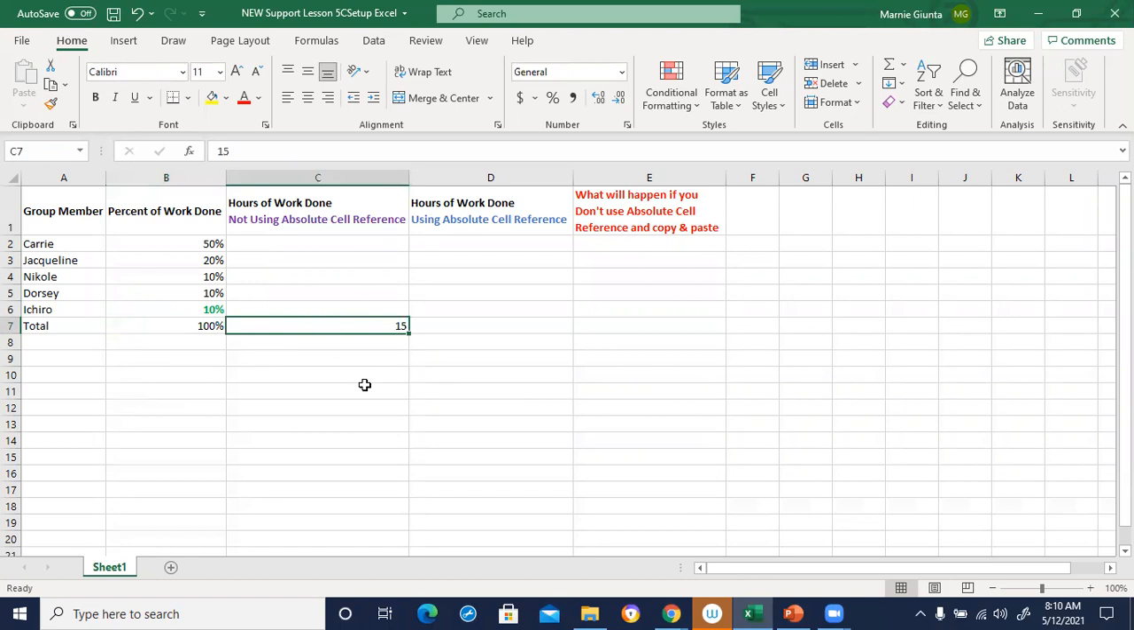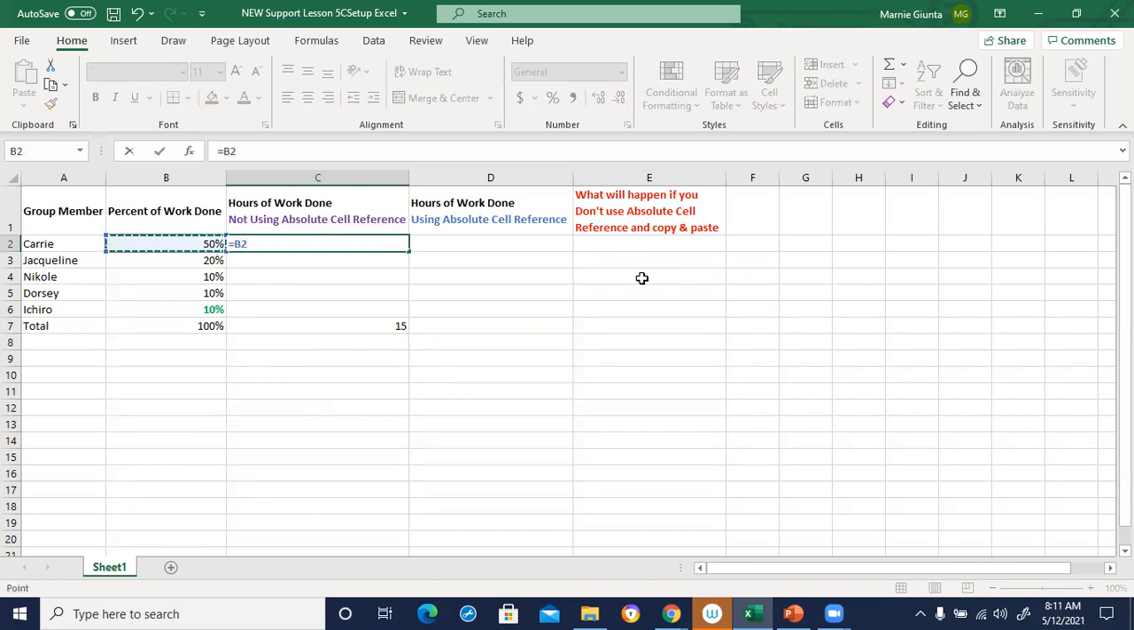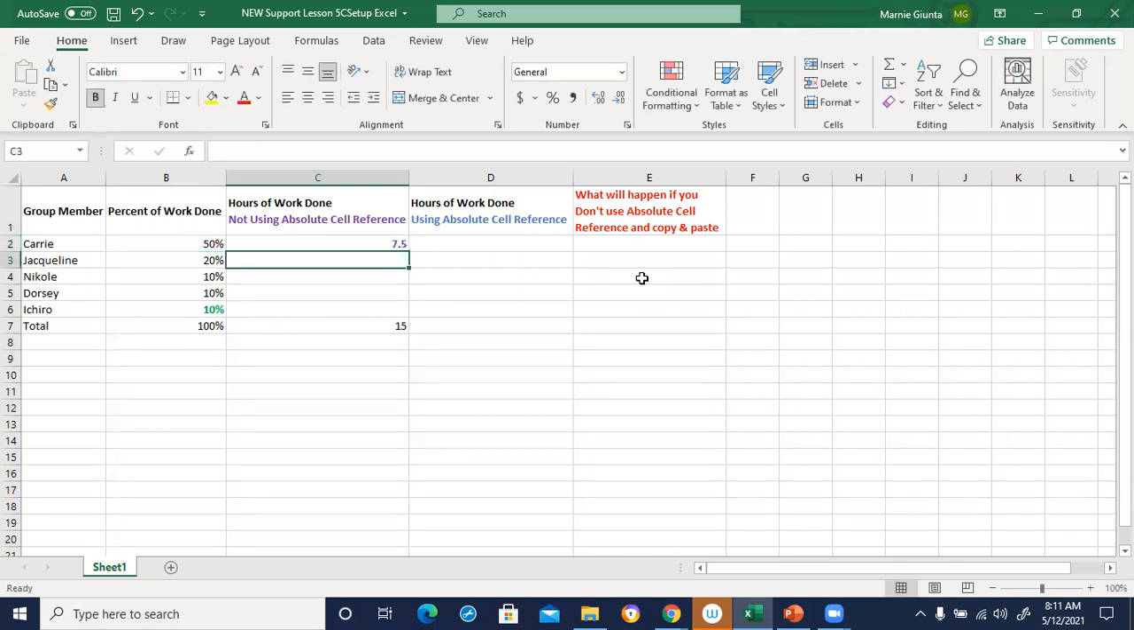All right, so now right here, I just have the number 15, and this is the total number of work hours done. So we're going to show you how we're going to do these calculations, and then we'll show you how to turn this into a sum to make sure our numbers make sense. So now remember the hours of work done: you take the percent and you multiply it by the total, and that's going to give you the part. So again, you want equals 50%. You see how I referred to B2 times, the star, the number 15, and you get 7.5.